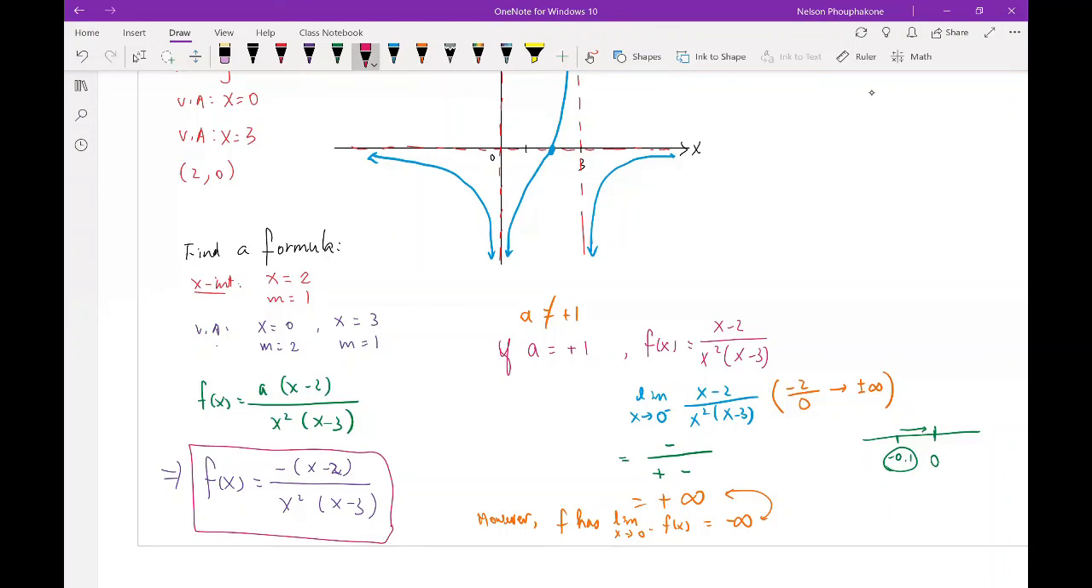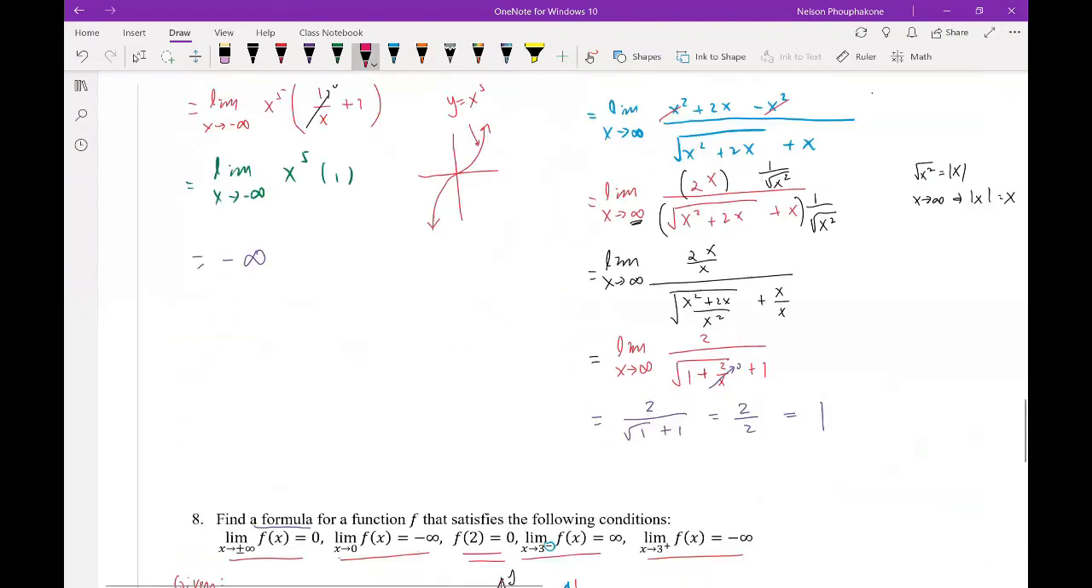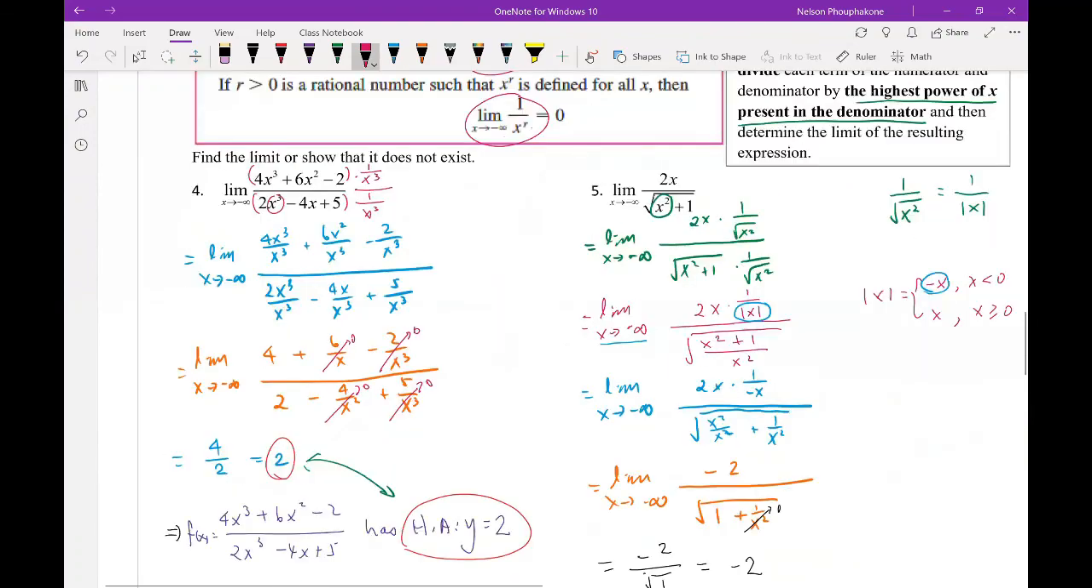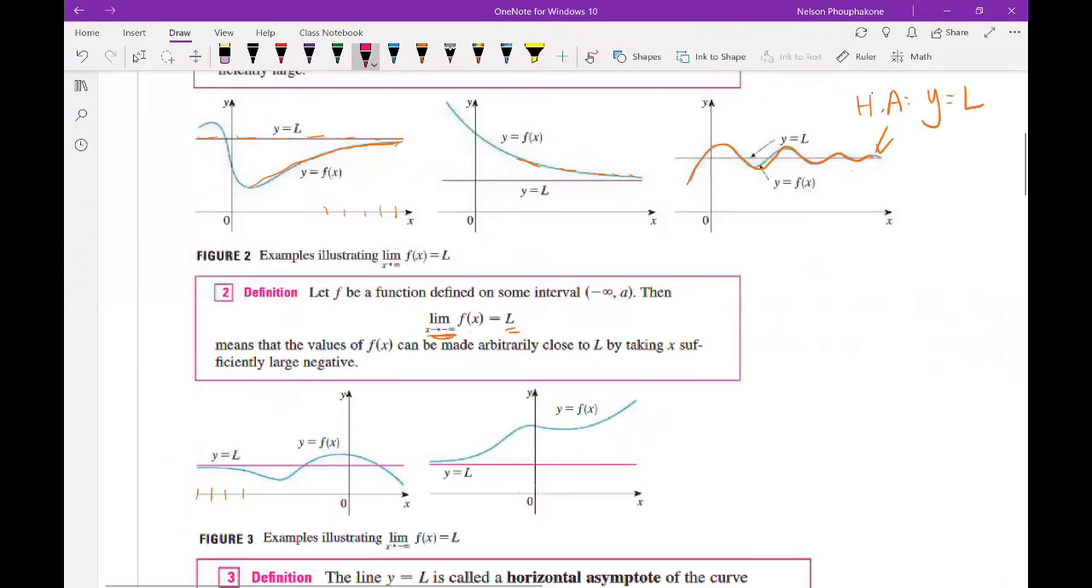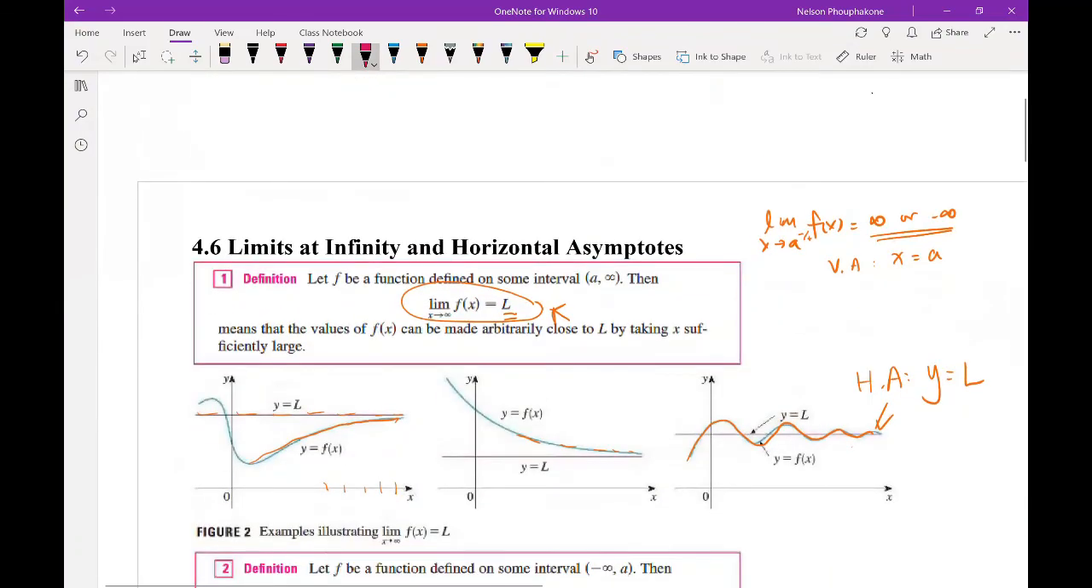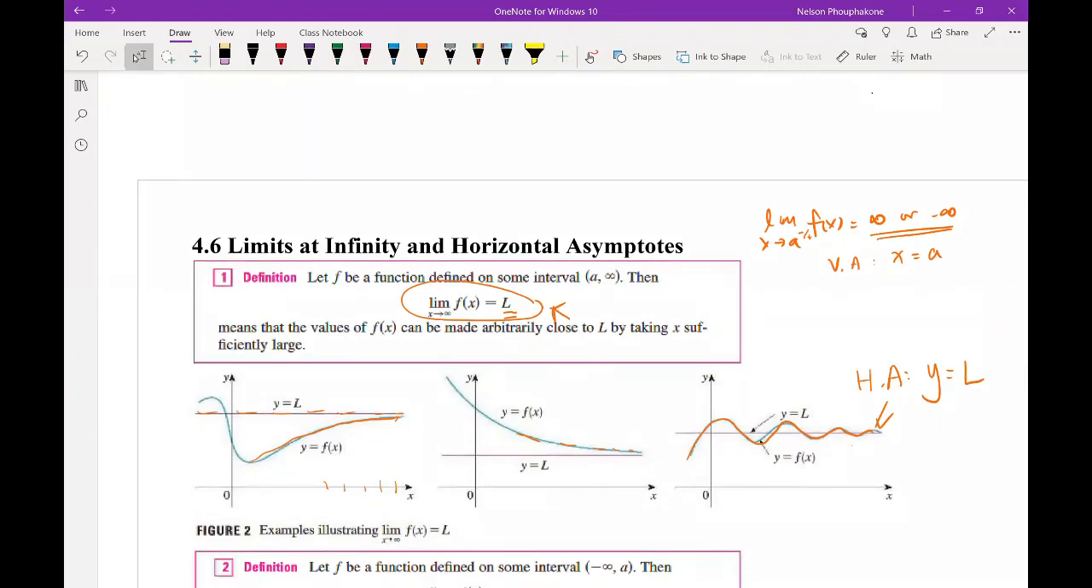So that's it. In this section right here, we talked about the limit at infinity, which is about the horizontal asymptotes.